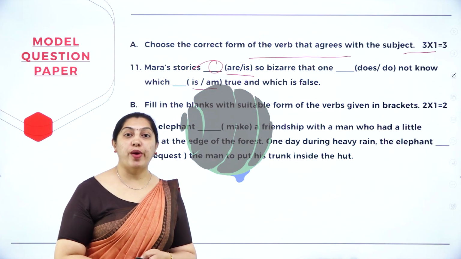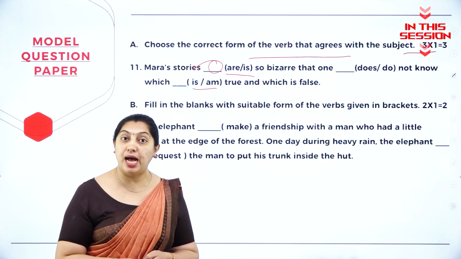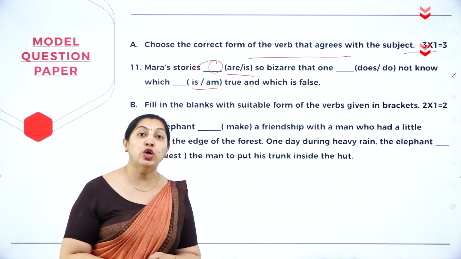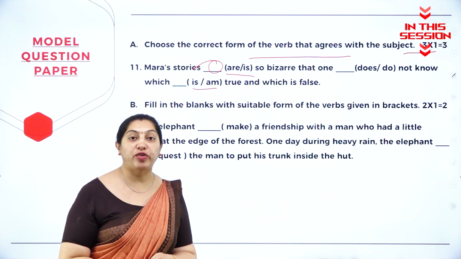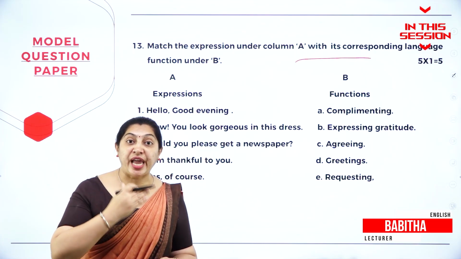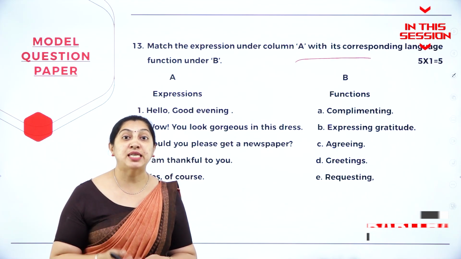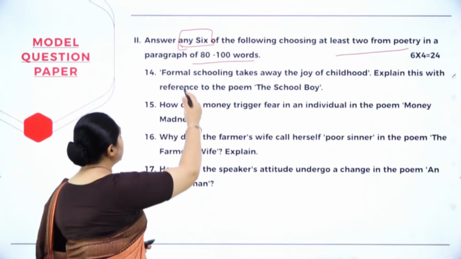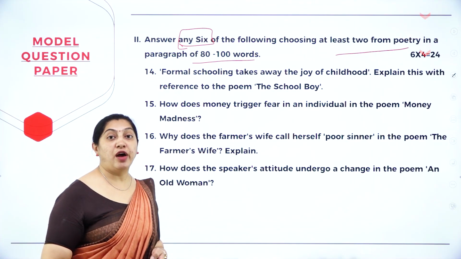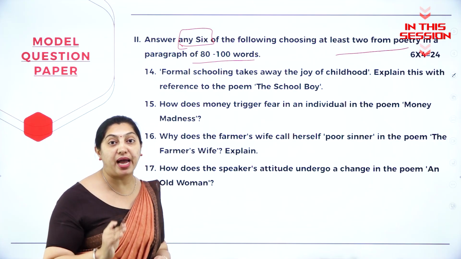When you attempt this question, make sure that you'll write the correct question number and only the answer. No need of writing the question again. It's a waste of time. If you know the language functions, only then you can match the expression with their functions, or else it will be difficult and chances of losing your marks. These are the poetry questions which you have to choose any two questions. Two questions choosing is mandatory.